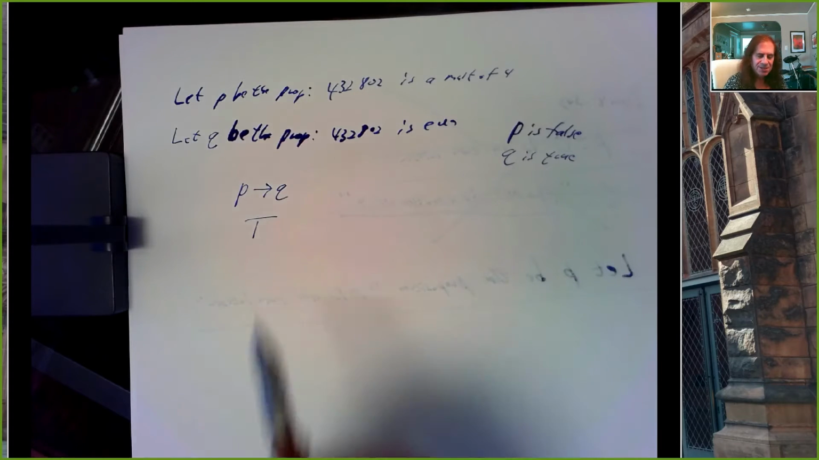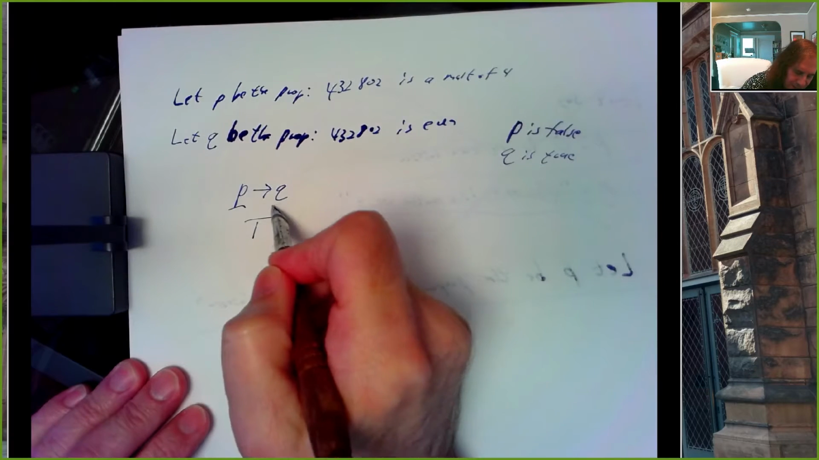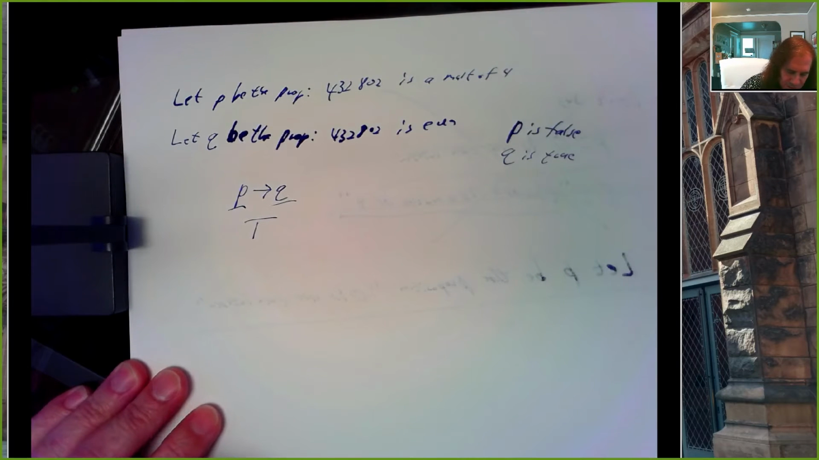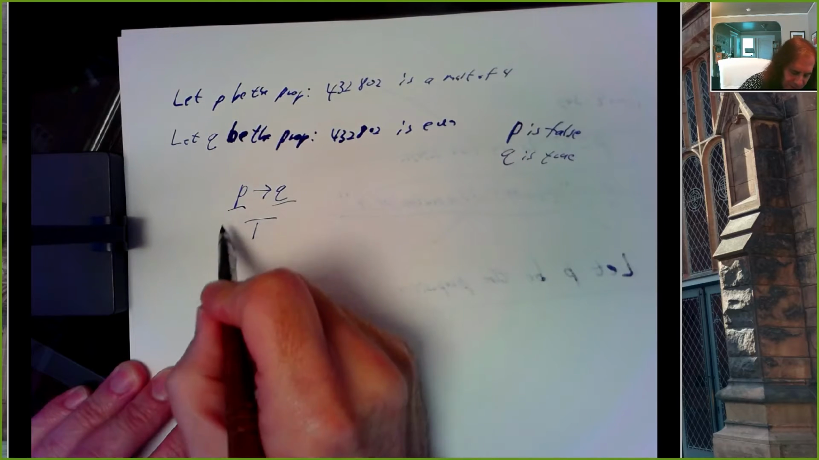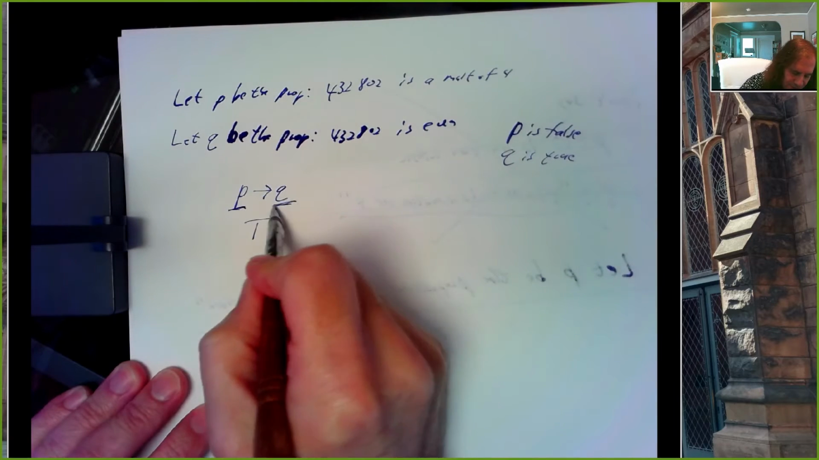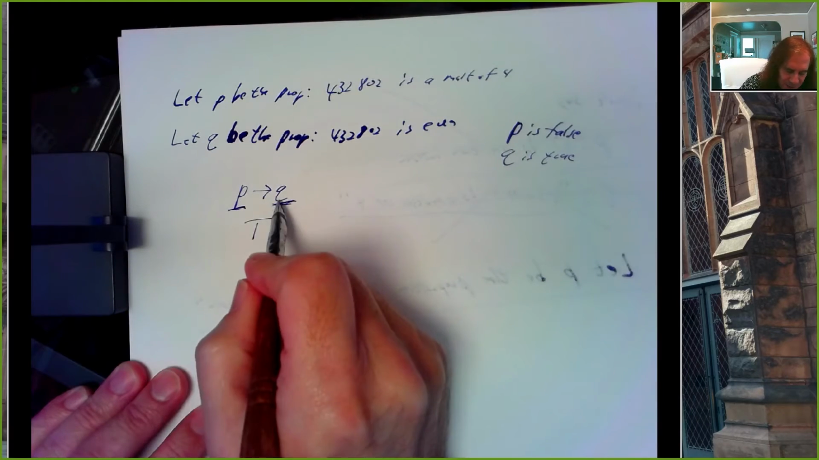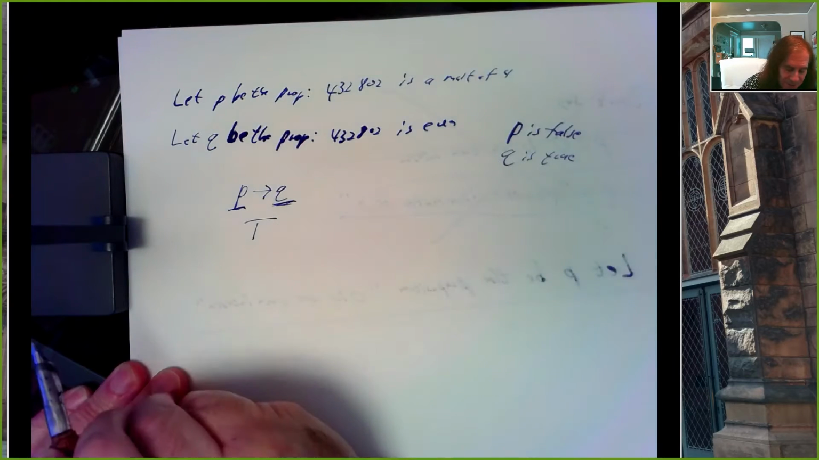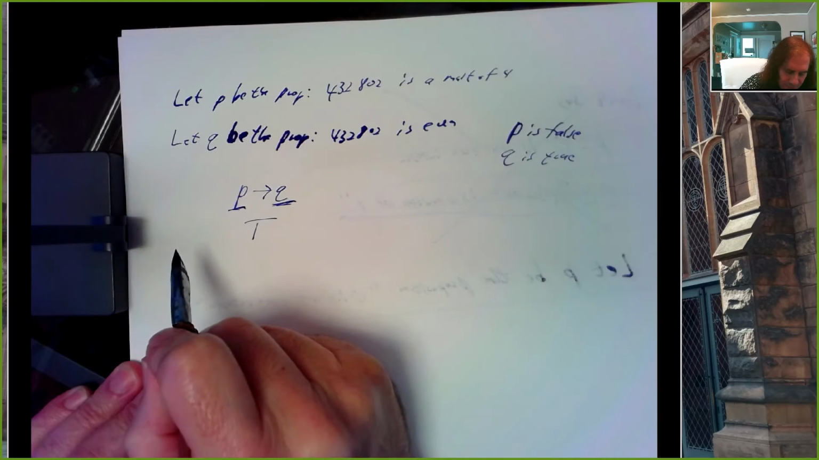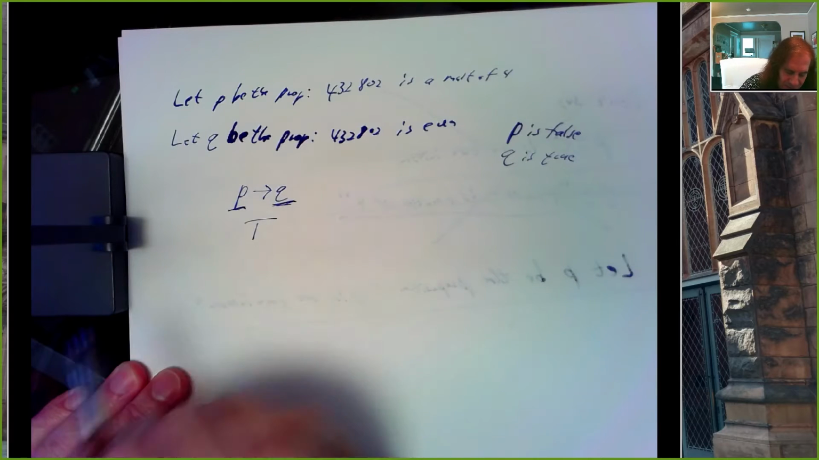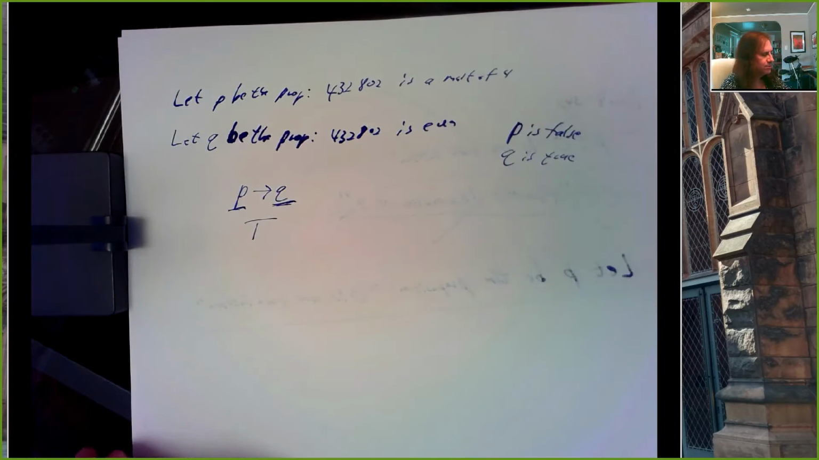So the implication is saying, if this is true, then that is true. It's a conditional statement. And so if this was true and that was false, then the implication would be false. The statement, if P then Q, would itself be false. But in any other case, the statement, if P then Q, turns out to be true. Okay. Cool.